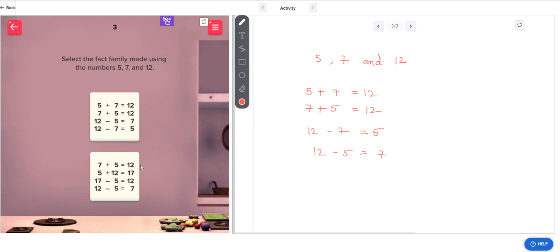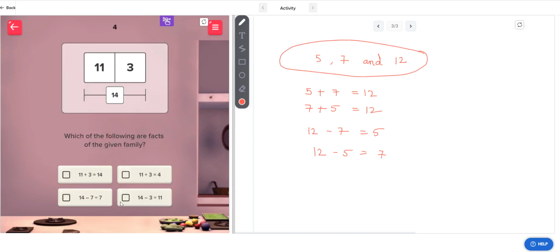So now try and match which option works, which option matches correctly. This one, right? Awesome. I could identify that in one go because the number 17 was mentioned here, which is not a part of my fact family, right? So it's definitely not the correct option. Okay. Now, very well. Let's try the fourth question here.